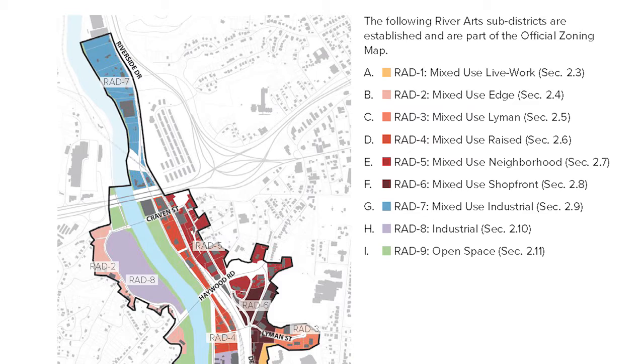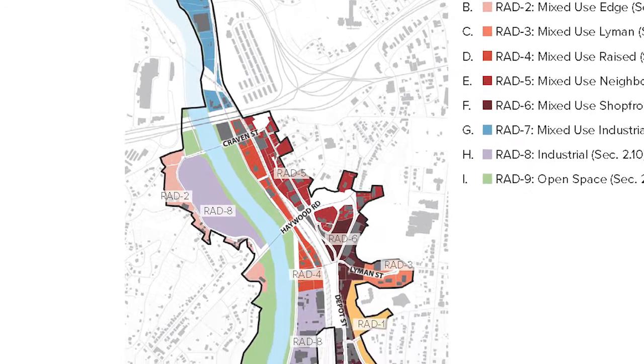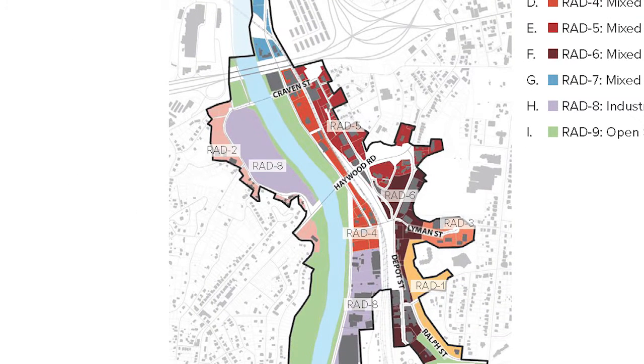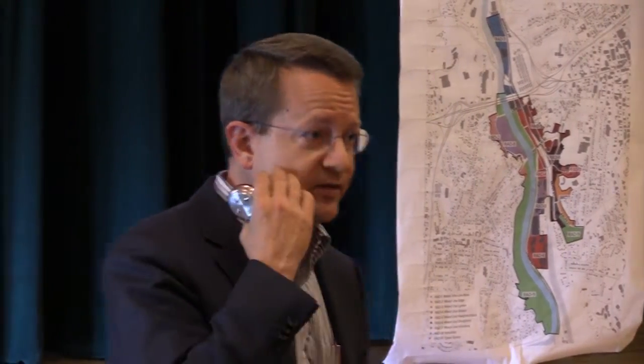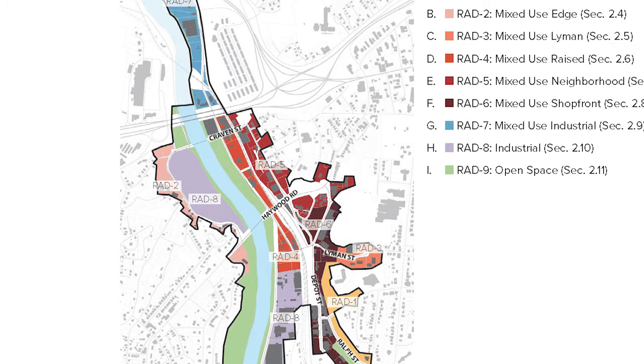RAD 2 is called Mixed Use Edge. That is only here over on the other side of the street from New Belgium Brewing's property. Originally, when we looked at these properties, it seemed only appropriate to zone them residentially. They are near a residential neighborhood, but if you actually go and visit the site, you discover that the neighborhood is actually a fair ways up and over the hill, and these properties sit down at the bottom right where New Belgium is.